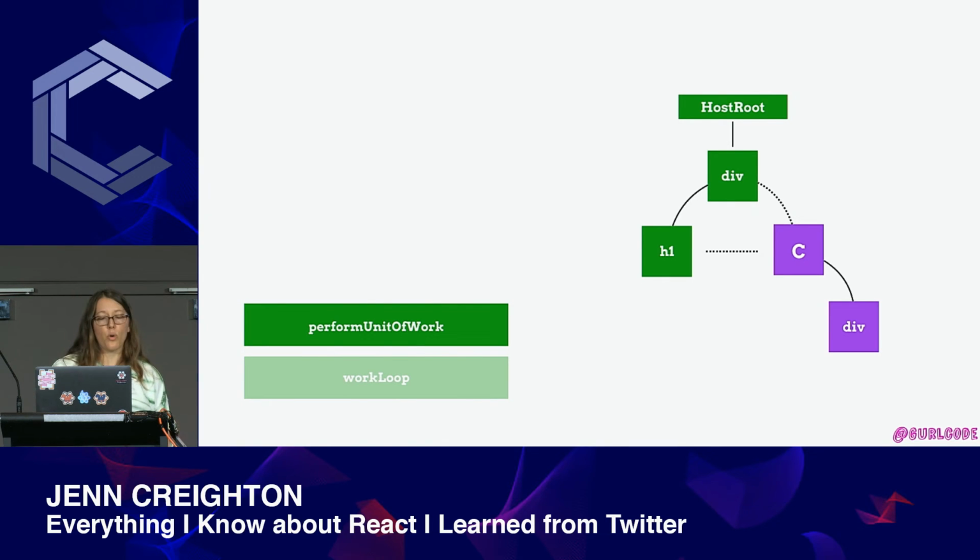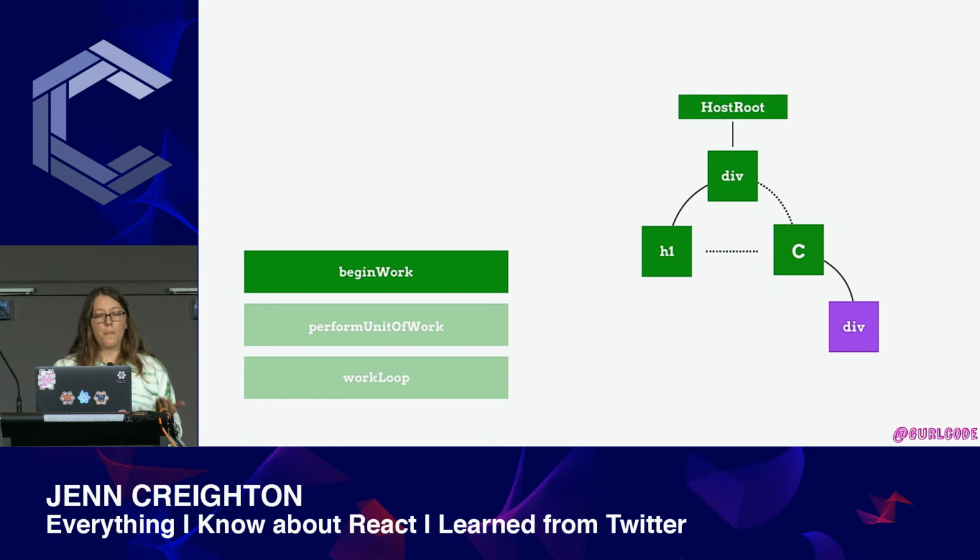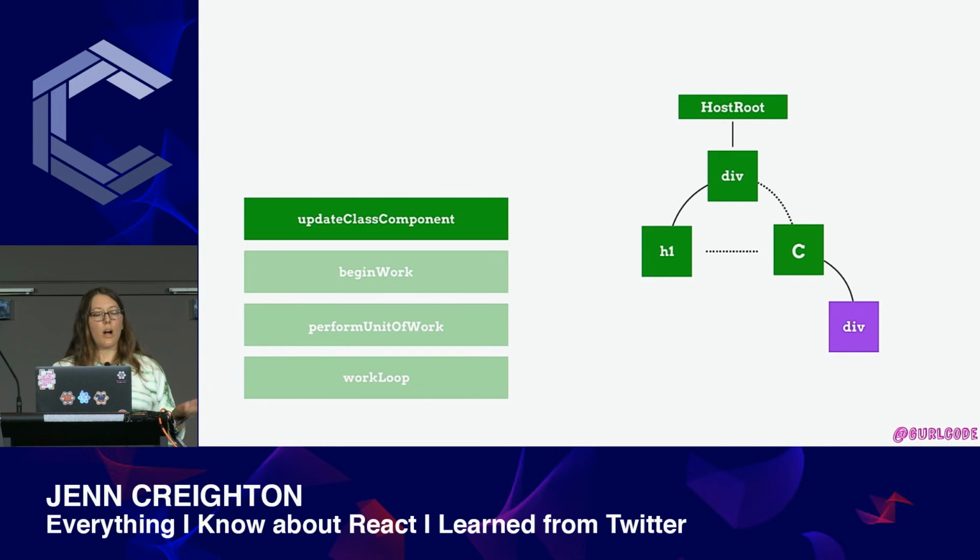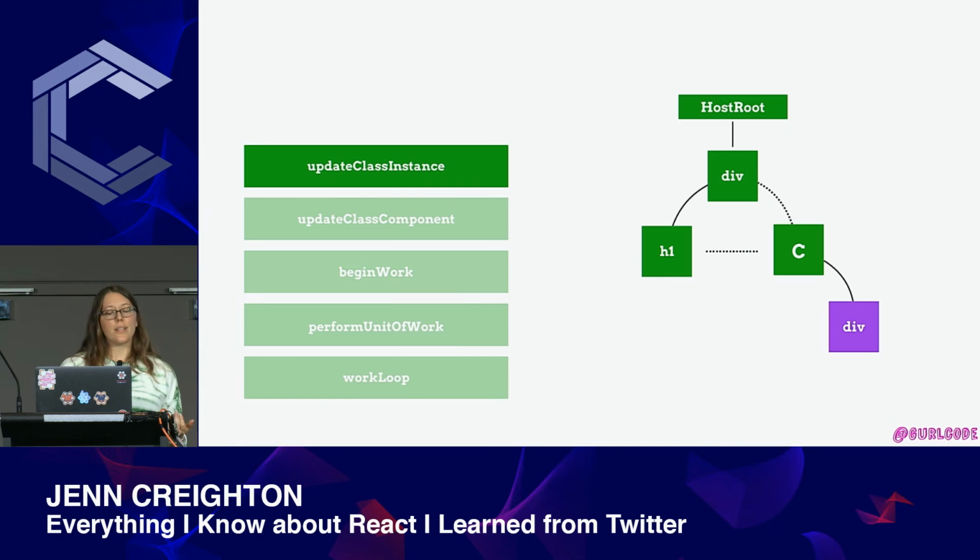Now, same process as before, perform unit of work, begin work. Now we're going to call update class component, because this is a class component. So remember, begin work decides what type of tag-specific work we need to do. This is a class component, so that's what we're going to call. And then we're going to request that we update the class's instance. And this is also where getDerivedStateFromProps happens. And this is also where we check for should component update, because we also might need to bail out in case of those.